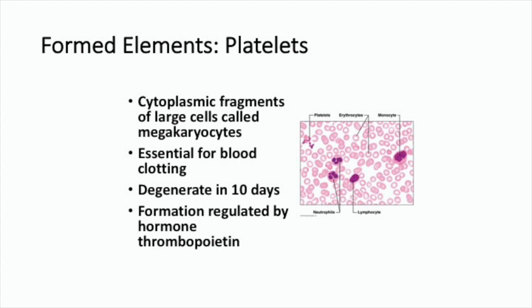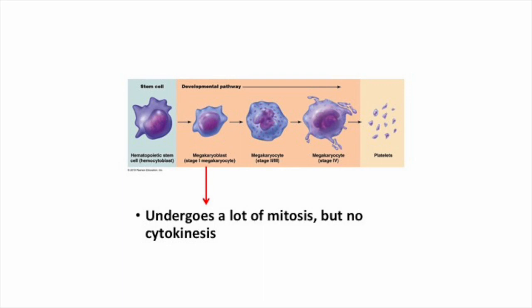So here is the pathway that it takes to make a platelet. And you'll notice, hey, guess what? It starts with a hematopoietic stem cell. And what happens is we form this really giant cell called a megakaryocyte.